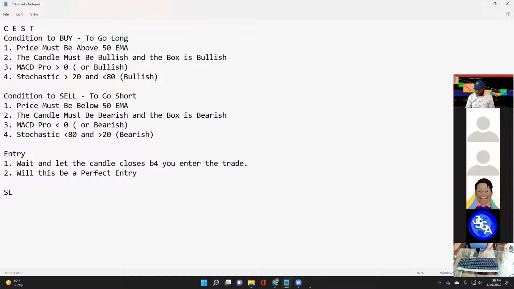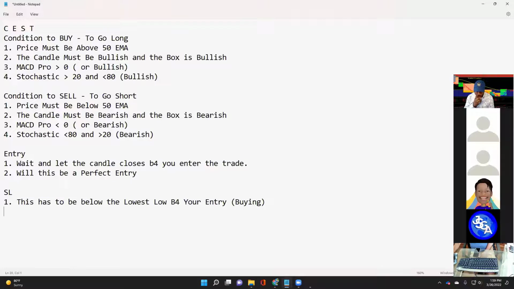That is S, which is now your stop loss. Where will it be? Your stop loss has to be below the lowest low before your entry. That is in the case of buying, if you are buying.